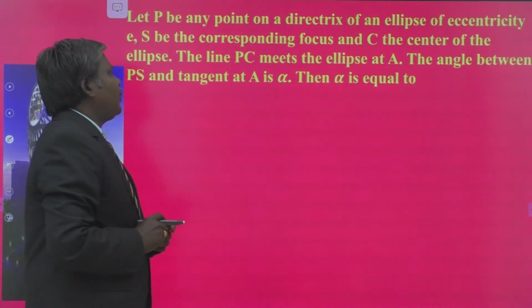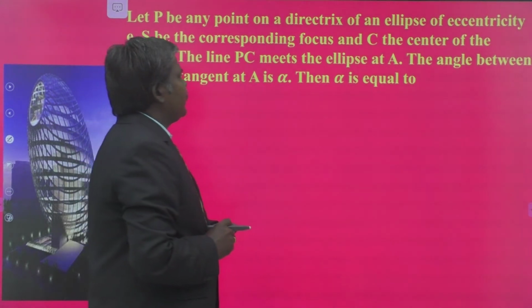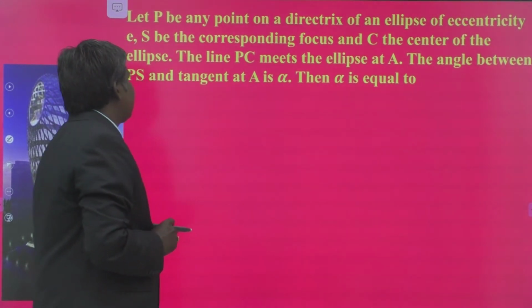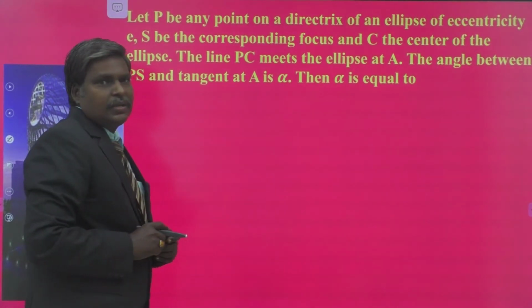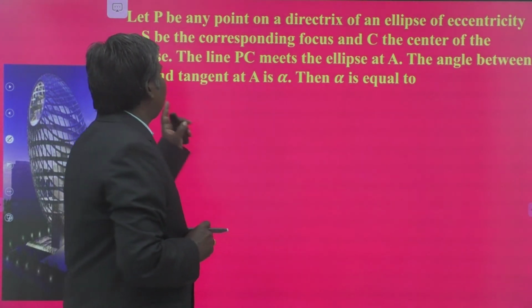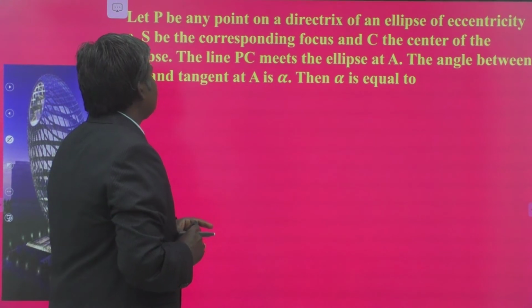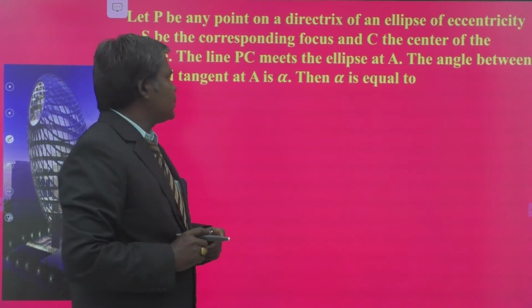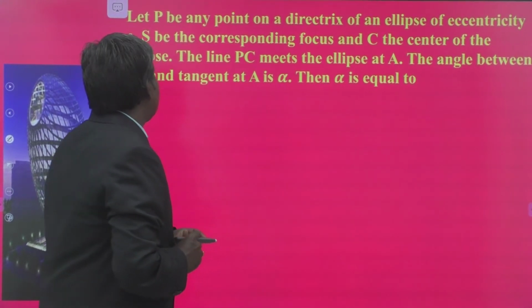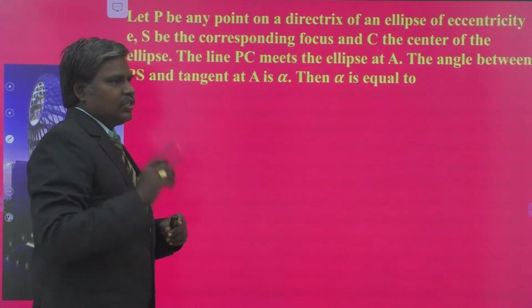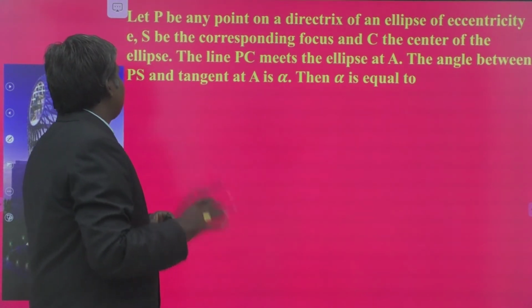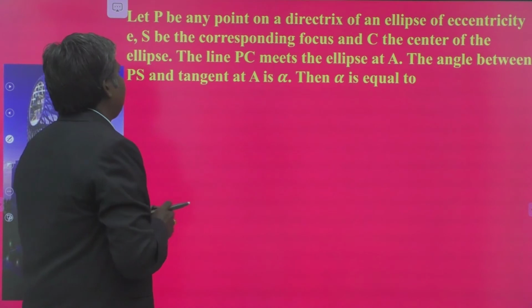Let P be any point on the directrix of an ellipse of eccentricity e. S is the corresponding focus and C is the center of the ellipse. S is your focus, C is your center, P is any point on the directrix.